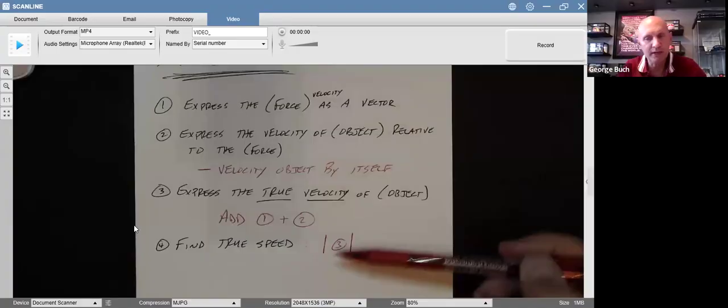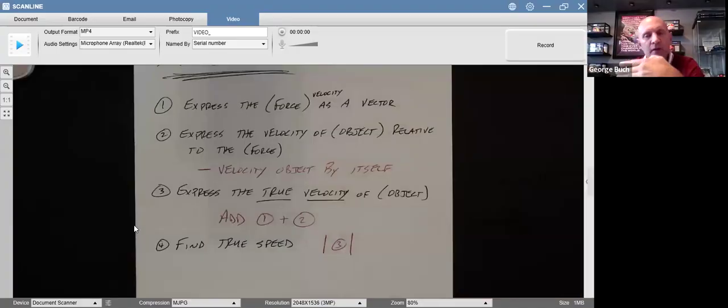So maybe the plane is flying due east, but there's a headwind going due west. If the plane's going 500 miles an hour on its dashboard, well, it's not really going 500 miles an hour because the wind is slowing it down. That's our true speed.